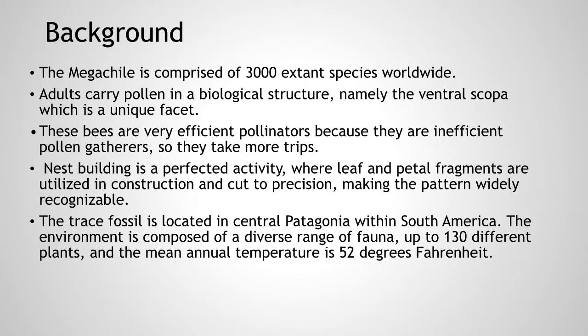The Megachile is comprised of many extant species worldwide. It is a very efficient pollinator because it is very inefficient at gathering pollen, so it has to make many trips back and forth to get enough. Nest building is a perfected activity seen in the Megachile, where leaf and petal fragments are utilized in construction and cut to precision. This makes the pattern on the leaves very recognizable, which allows us to determine whether it was a Megachile rotundata or not.